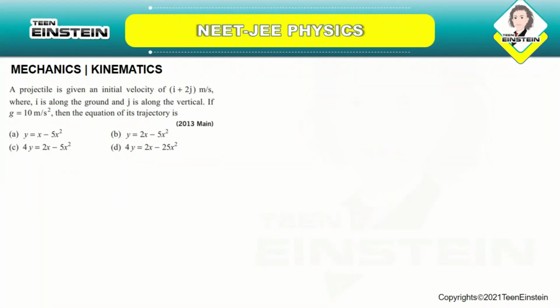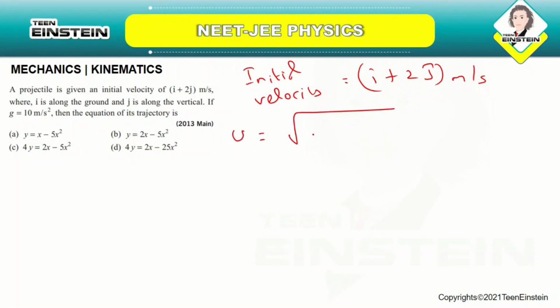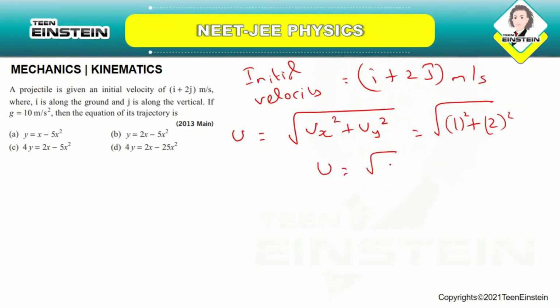So the initial velocity is given by i plus 2j meter per second. So the magnitude of initial velocity is given by root of ux square plus uy square, which is equal to root of 1 plus 2 square, because here the i component is 1 and the j component is 2. So, you will be getting the magnitude of initial velocity as root 5 meter per second.